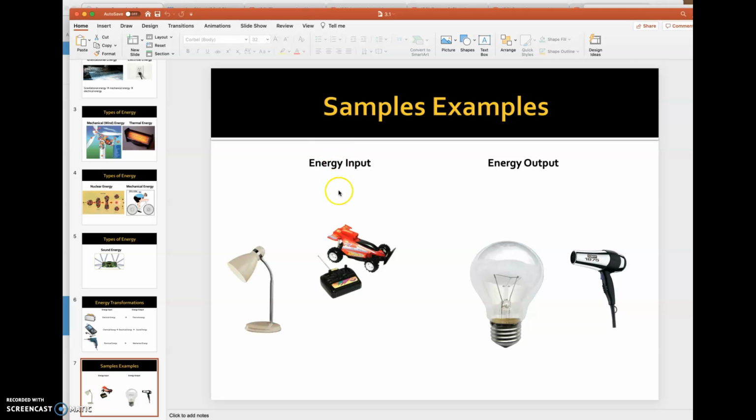Energy input here: you have chemical energy in your batteries. That's going to go in your super awesome RC car and make the wheels spin. Mechanical energy. This one is the same as that one, right? Electricity in, heat and light out. This one is totally designed just for heat. That's a blow dryer, right? Electricity in, thermal energy out.